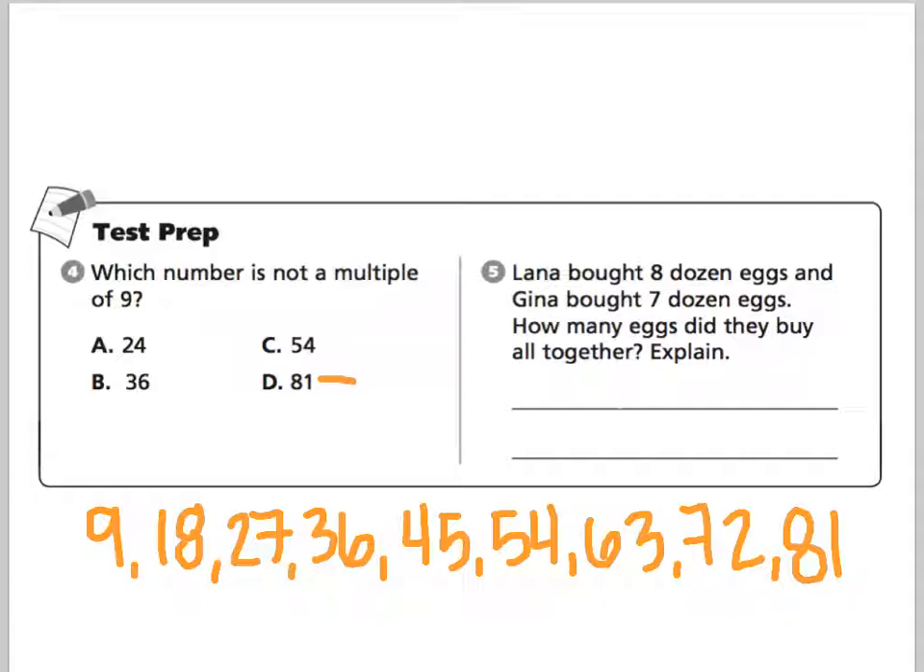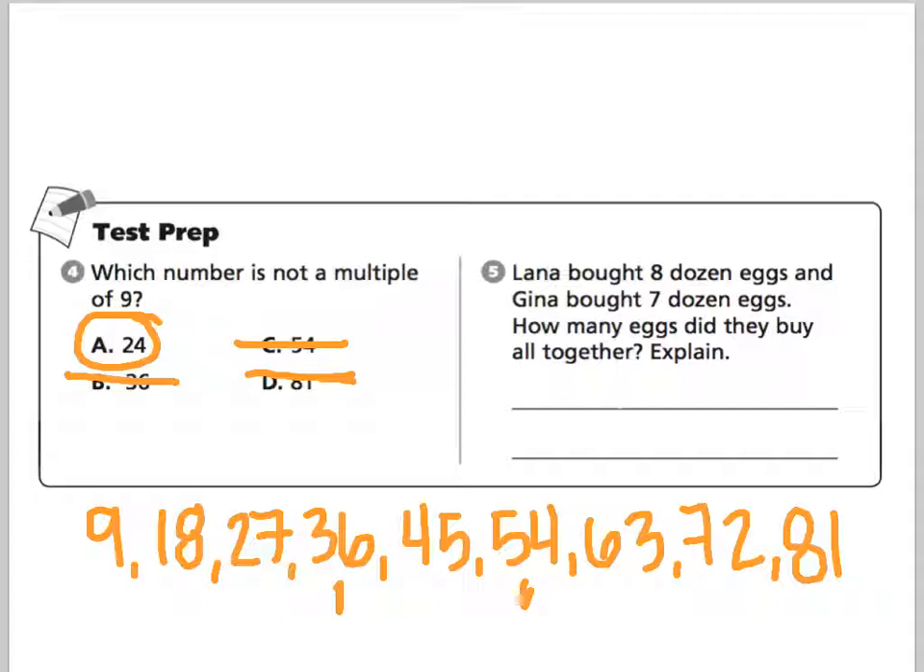So I can check myself to see if these numbers match my multiple numbers. And I know right now 81 does. Down here I see that there's a 54. There's also a 36. But if you look, there is no 24, so I know that A is my answer. I can also think, does 9 go into 24 evenly? And that is incorrect. It does not.